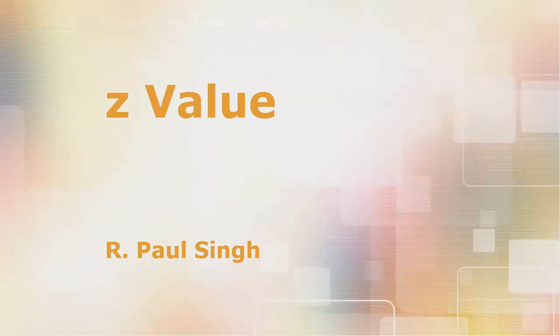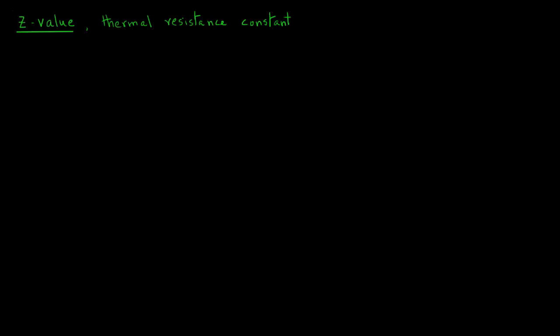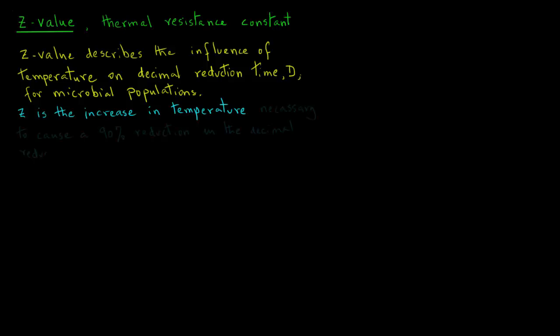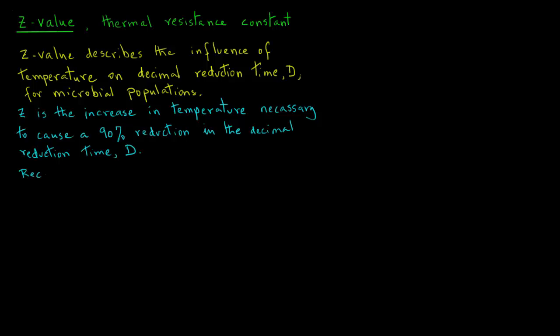Similar to D value that we discussed in another tutorial, Z value is an important parameter that we should get an understanding of for designing thermal processes for foods. Z value describes the influence of temperature on the decimal reduction time D for microbial populations. Z is the increase in temperature that is necessary to cause a 90% reduction in the decimal reduction time D.